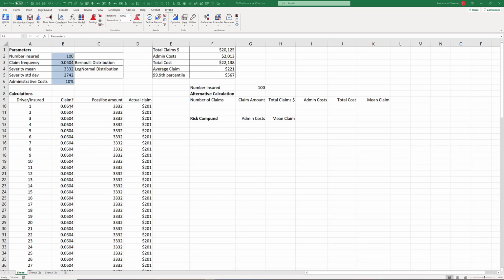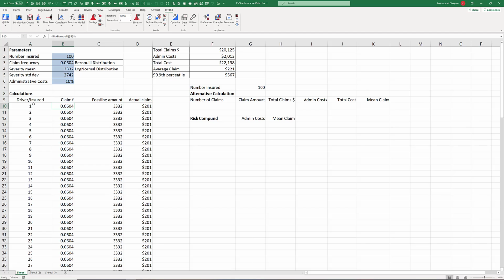Okay. Now the problem here is if you have 100 customers, then you're simulating each driver individually. And when you have lots of inputs, right now we have 100 inputs. That's the reason why @RISK takes a little bit of time to set up the simulation model and start running. So the number of customers usually will be in the hundreds of thousands, if not millions.